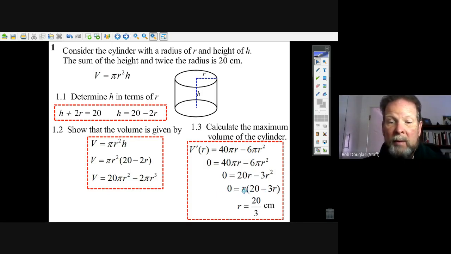You know that one solution to this is r equal to 0, but that doesn't make much sense. So 20 minus 3r must equal 0, and if you just solve that equation, to make this equal 0, r must be 20 over 3 centimeters. I'm okay to leave it like that. I guess it would be 6 2/3 centimeters, or 6.66 centimeters, but that's your answer for the radius that's going to maximize the volume. And that's question one of this little prep thing. Okay.